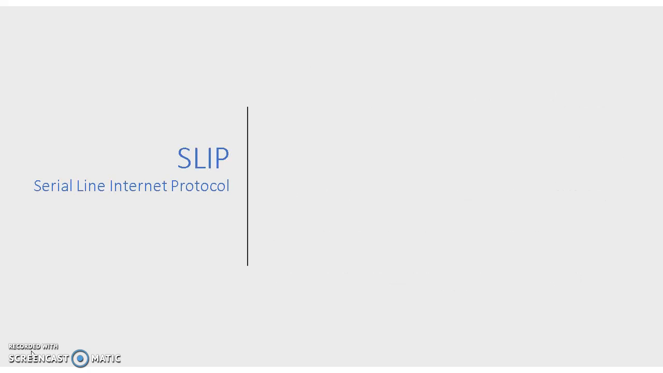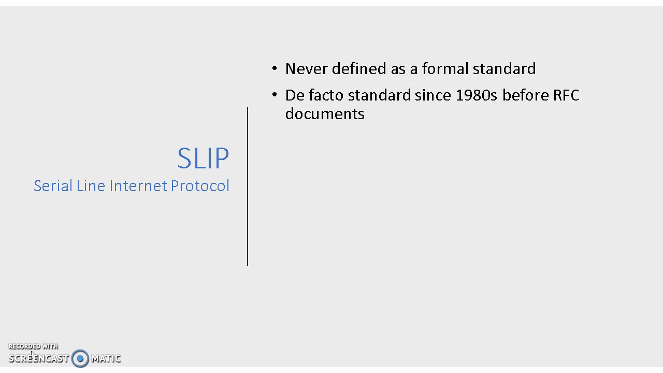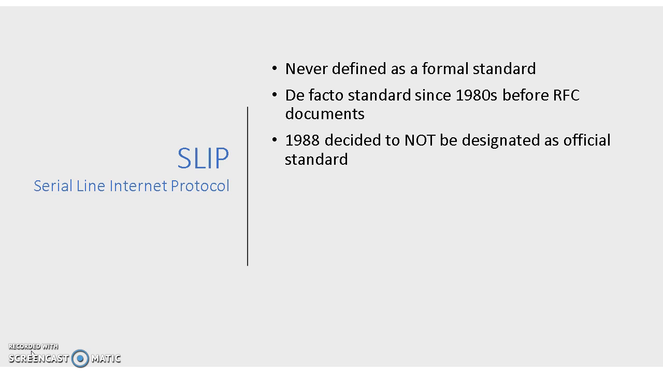SLIP is the Serial Line Internet Protocol. Although it was basically set up early in the 80s, it was never defined as a formal standard. However, because of its wide use, it was known as the de facto standard since the 80s, before the RFC documents were initiated. In 1988, however, after the RFC was put out, it was decided to not be designated as the official standard, but to be designated as the non-official standard, which is kind of a colloquialism on terms.